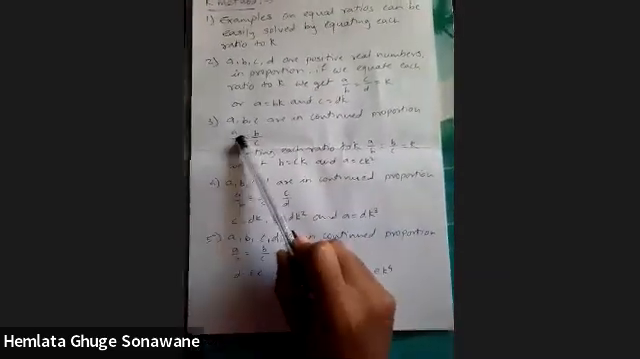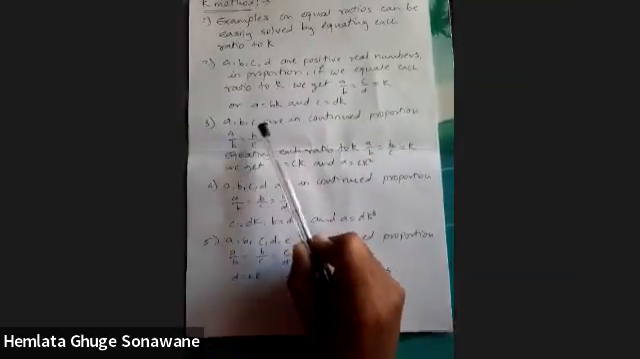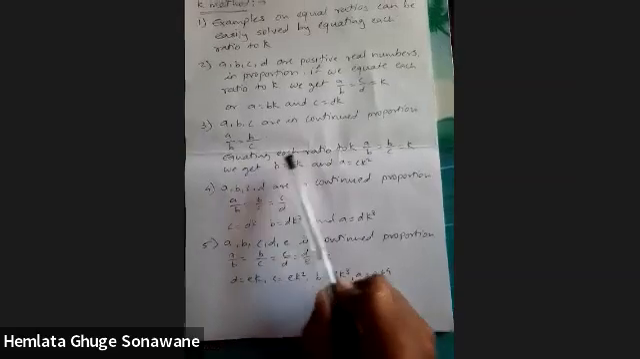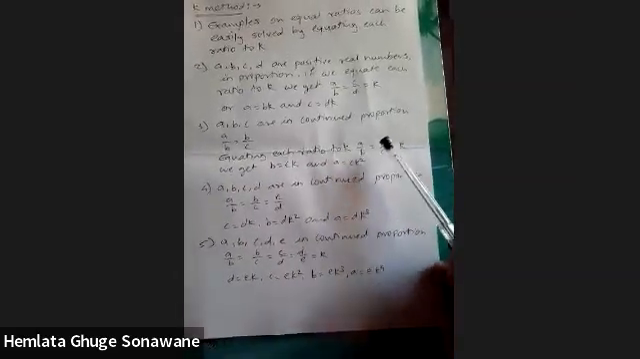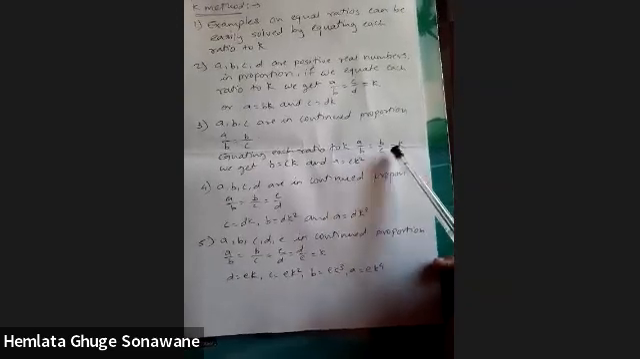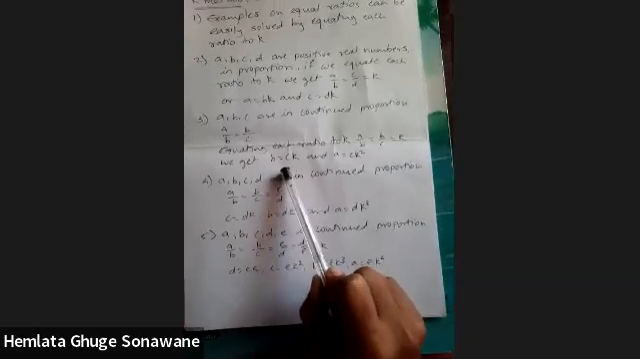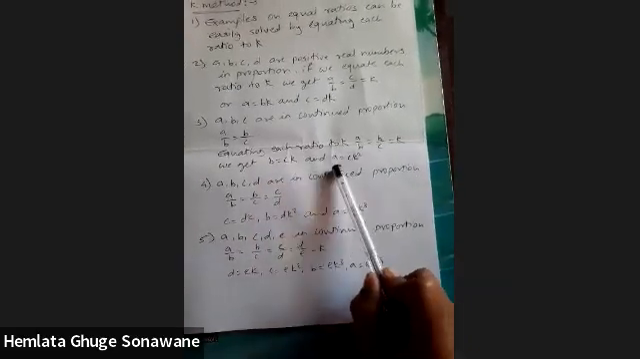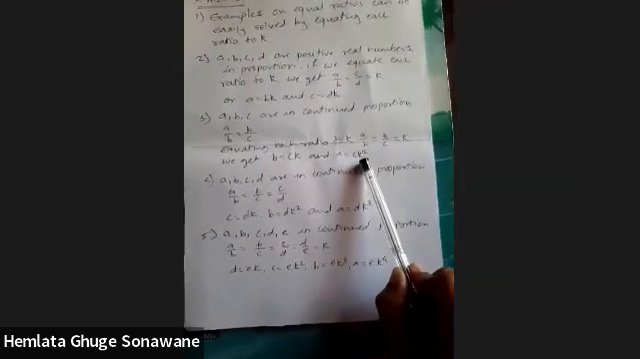Next property, A, B, C are in continuous proportion. A upon B is equal to B upon C, equating each ratio to K, that is A upon B is equal to B upon C is equal to K. Then we get B is equal to C into K and A is equal to C into K square.